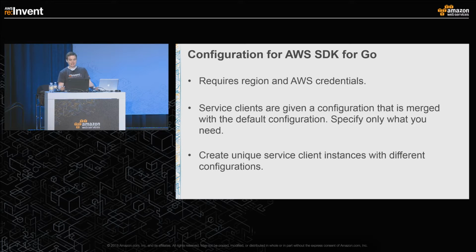And the SDK has a default configuration struct that gets merged into the config struct that you provide to a client. What this means to you is that you don't have to provide every single option when you're configuring a client, just the ones that diverge from the defaults. The SDK also supports multiple unique service clients that each take their own copy of configuration. And this configuration is copied by value, which means that you can use these safely concurrently.